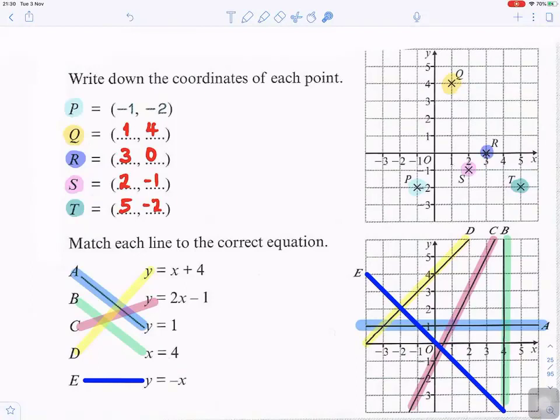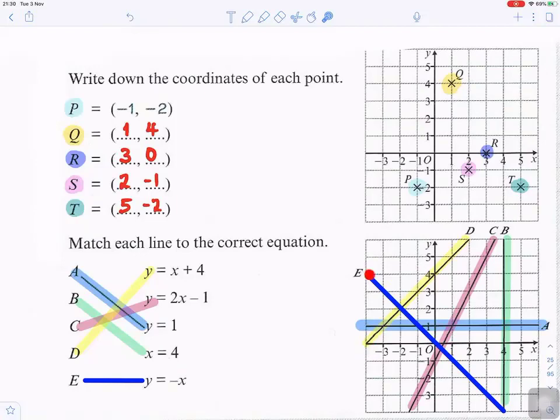For line D, it passes through 0, 4. So if you put x as 0 for line D, you get y to be 4. And that gives you one of the points. And if you put y as 0, you get x to be -4.